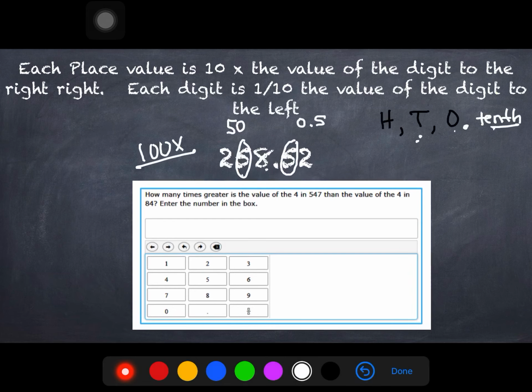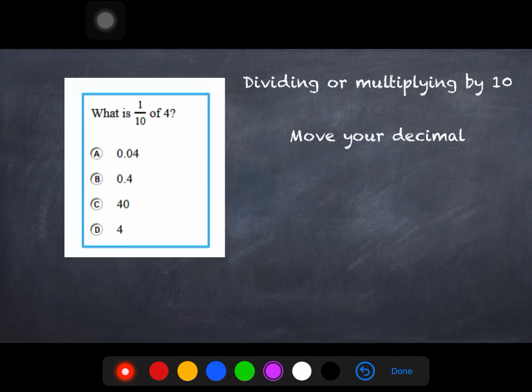How many times greater is the value of 4 in 547 than the value of the 4 in 84? Enter it below. That's right. This 4 is worth 40. This is just 4. That is why it is 10 times. Good job. You try this. What is 1/10 of 4? Dividing 4 by 10 or taking 1/10 of it?